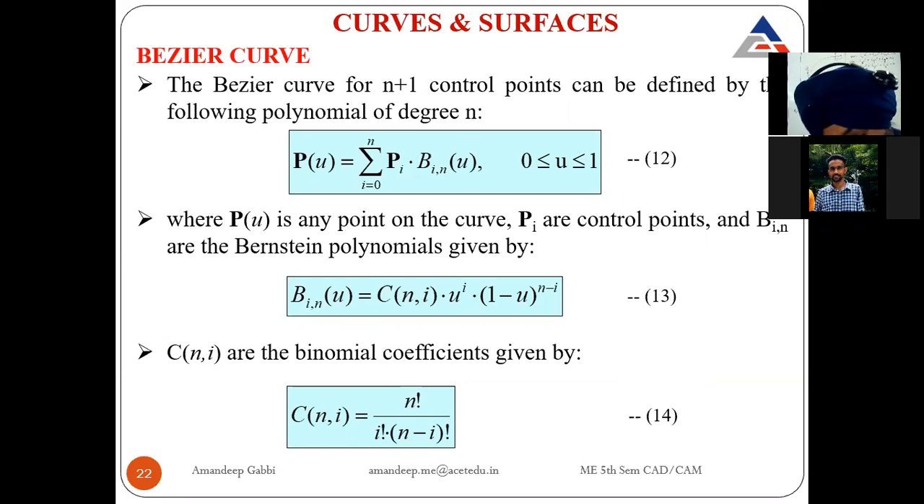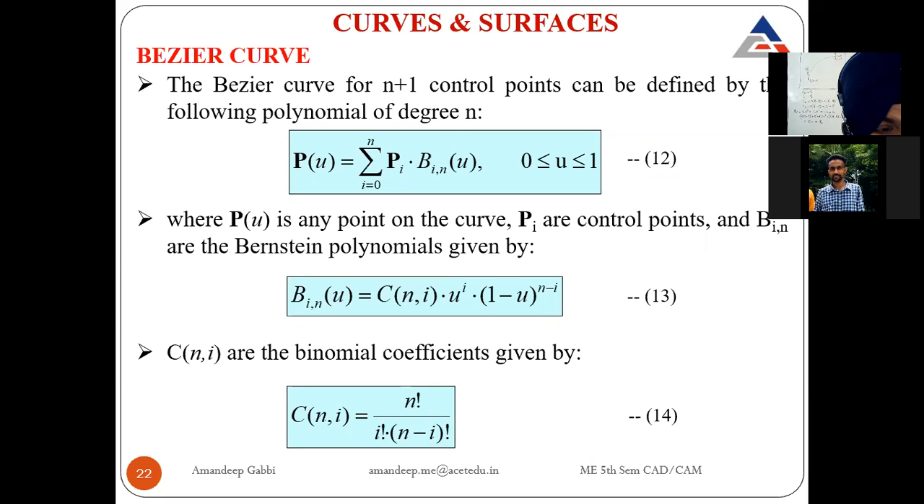This polynomial you must remember. A Bezier curve for n plus 1 control points can be defined by the following polynomial of degree n, putting the values from i equal to 0 to n. Suppose it is a 5 point curve, so n will be 5. You have to generate the polynomial putting i from 0 to 5.